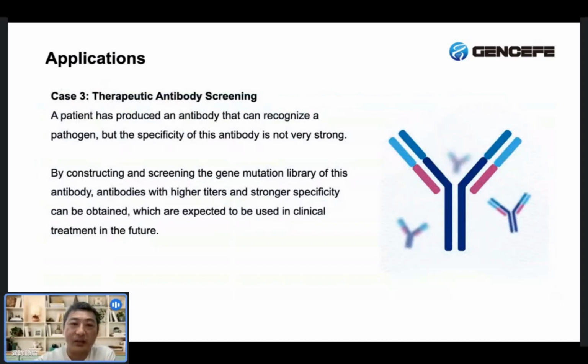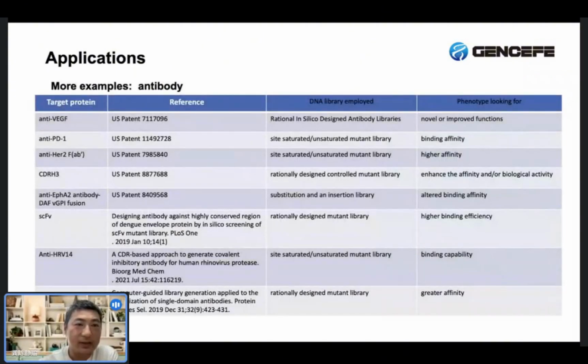Another important application of mutant libraries is to modify antibodies. Here are some examples of antibodies used. Because the antibody is widely investigated, the structure is well known. So the modification usually focuses on specific regions. Here are substitution mutant libraries, saturated libraries, and also rationally designed libraries. They are looking for higher affinities. So there are a lot of successful examples of libraries used in antibodies.